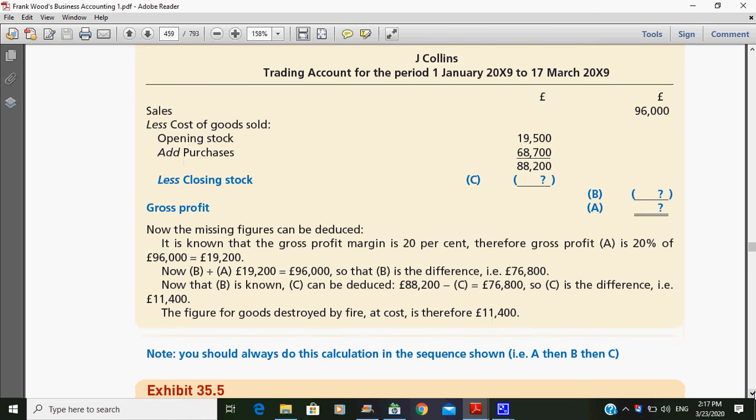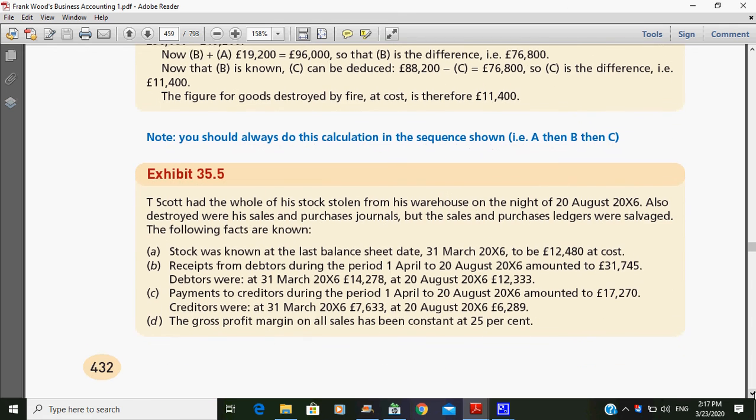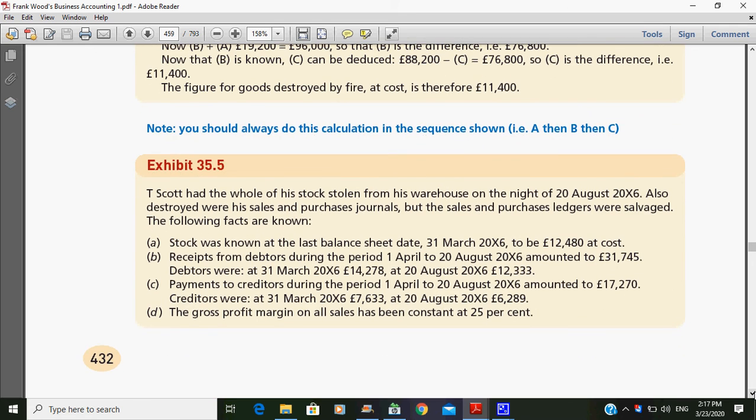So let us go to the other example now. T. Scott had the whole of his stock stolen from his warehouse on the 9th of August 2006. Also destroyed were his sales and purchase journals, but the sales and purchase ledgers were salvaged. The following facts are known. Stock was known at the last balance sheet of March 2006 to be 12,480 at cost.